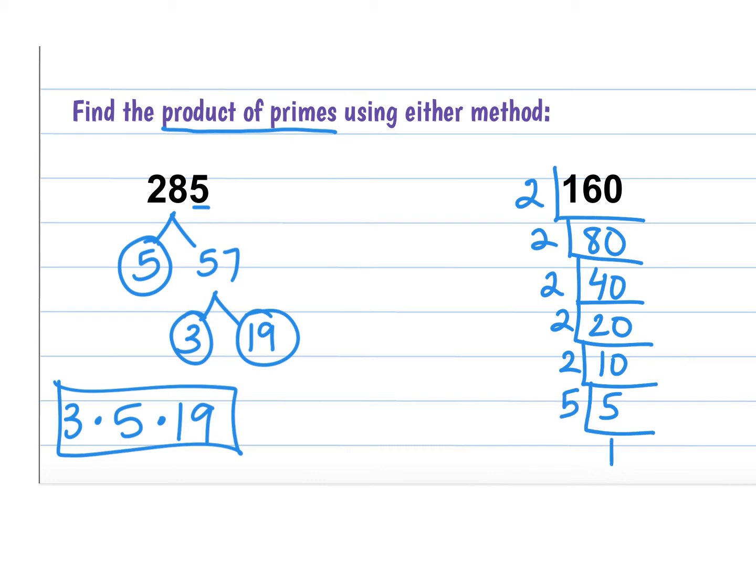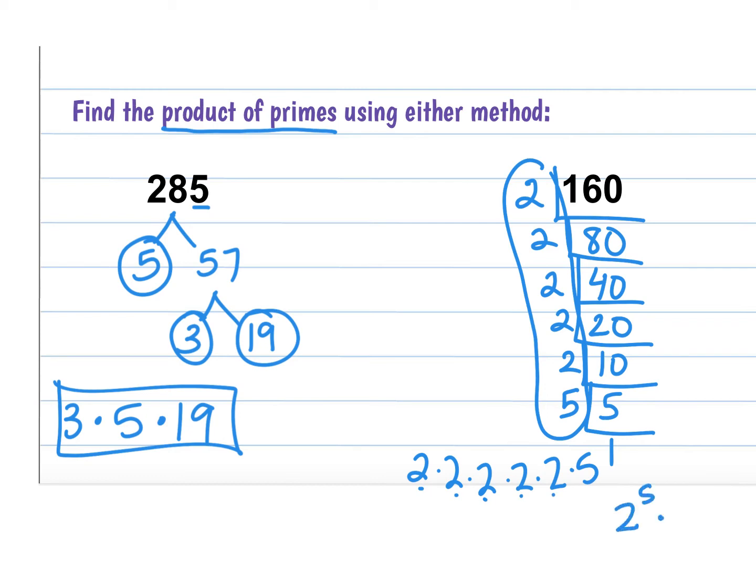So then I can see that I have 2 times 2 times 2 times 2 times 2 times 5, or I can write that as 1, 2, 3, 4, 5, 2 to the 5th power times 5, which is the product of primes, or prime factorization, of 160.